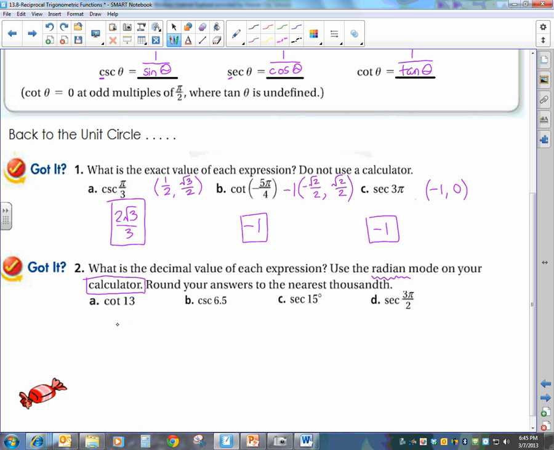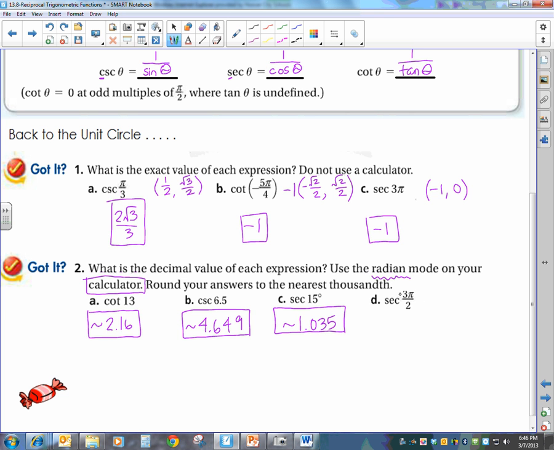So, punch it in your calculator, pause it if you want to try it first, but the answers that we have are, it says round to the nearest thousandth, so that gives me approximately 2.16, zero, but we don't need to write the zero. Then we have approximately 4.649. Then we have approximately 1.035. That one was in degrees.